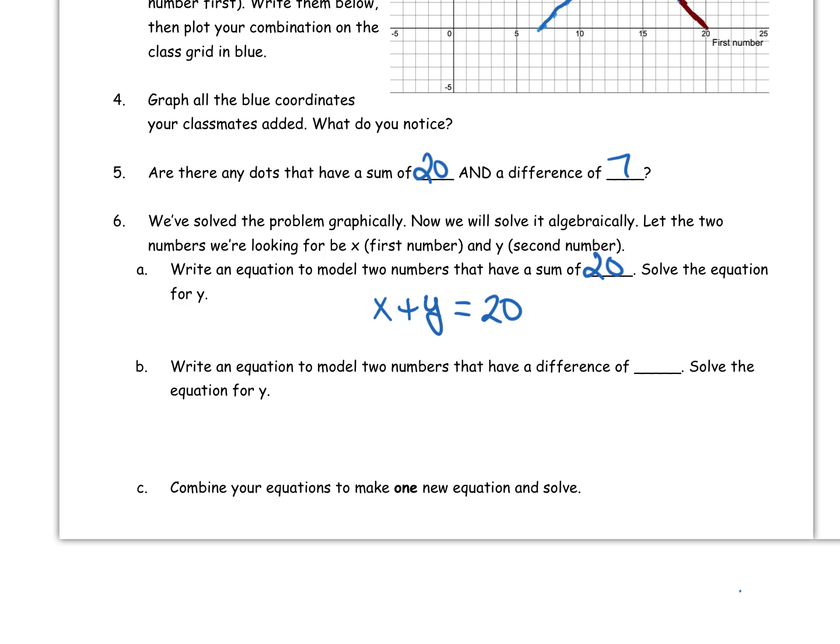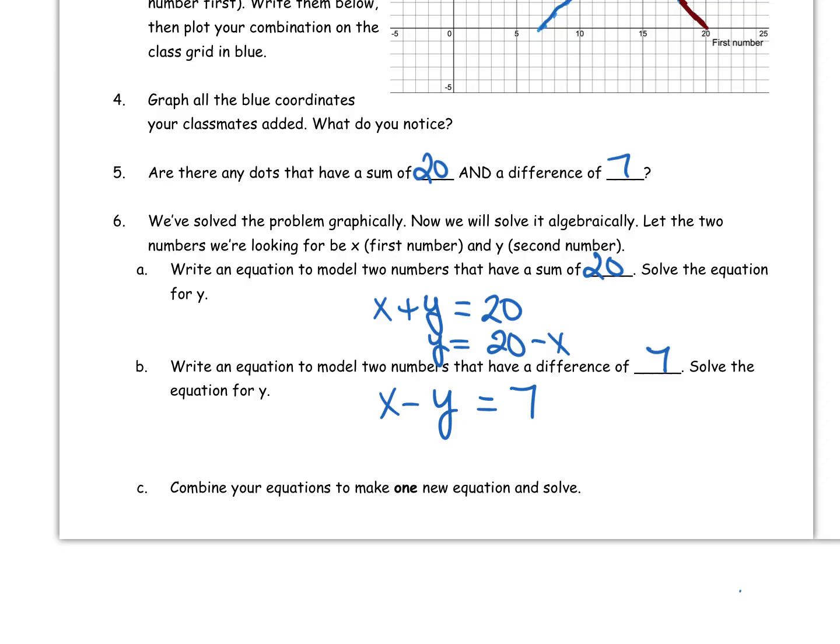Then we want to write an equation to model two numbers that have a difference of 7. So once again, my difference is going to be, whoops, not 20, 7. So how do I write this one? Perfect. In each case, they want us to solve for y. So when you see x plus y equals 20, how do I get y isolated? Subtracting what? X. So I'm going to do y equals 20 minus x.